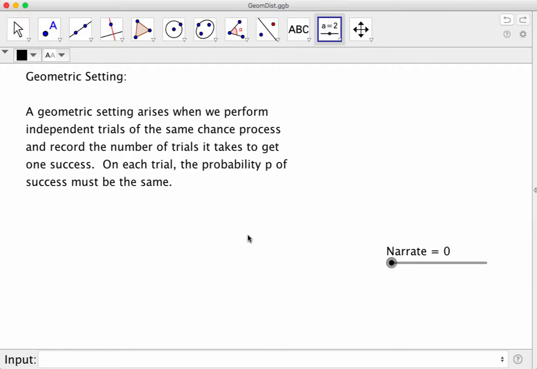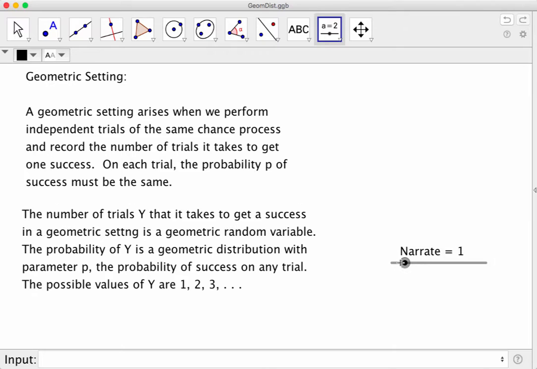But we want to figure out what would be the probability, for example, of getting it in the first box, getting it in the second box, getting it in the third box, the fourth box, the fifth box, etc. Or let's say getting it by the fifth box. That's when we're talking about a geometric distribution.